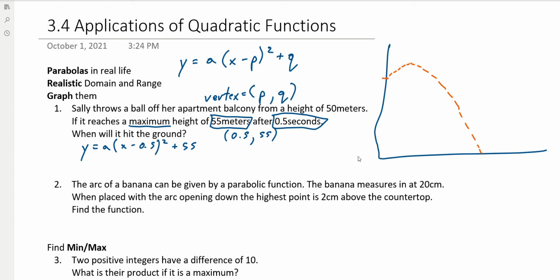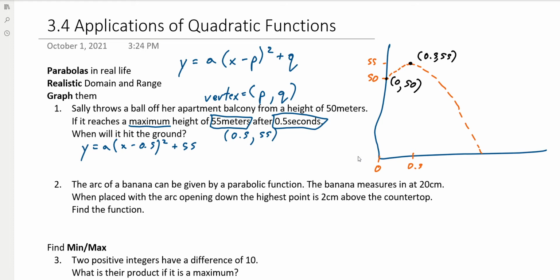So she starts off at 50 meters, right? It goes all the way up to 55 meters, and that's after 0.5 seconds. This is all that we know so far, but that's enough because with that data, we got our vertex, which is our maximum, 0.5, 55, and we can get another point. That's this point here, and that's 0, 50. So with those 2 points, we can now put in the 0, 50 for our x. So let's do that right now.